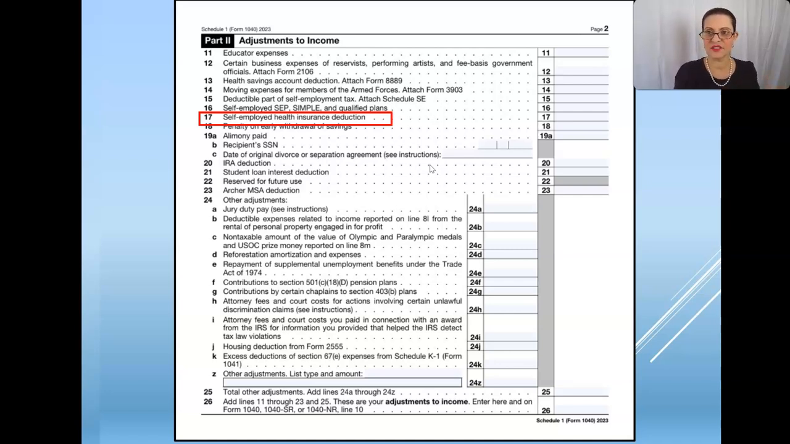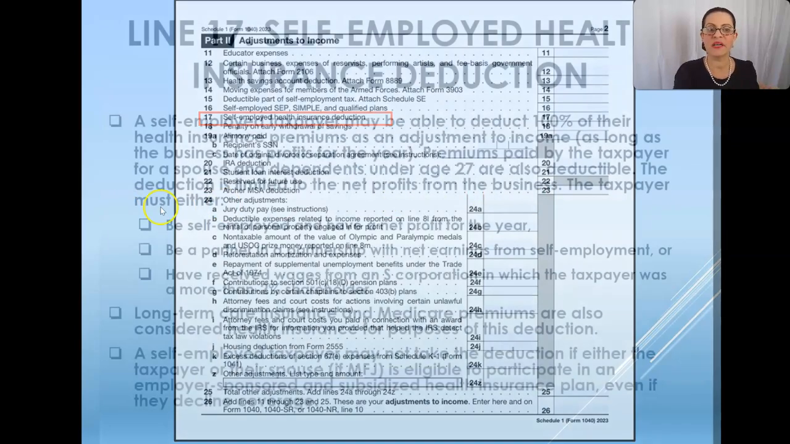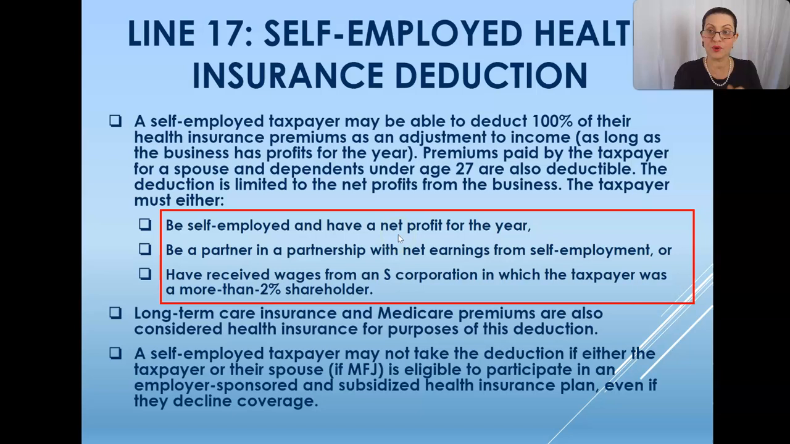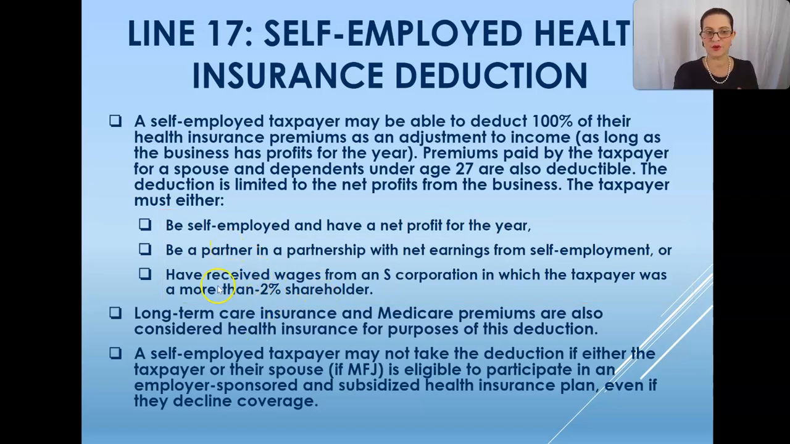In order to take this deduction on the Schedule 1, the taxpayer must either be self-employed and have a net profit for the year. They can't be showing losses on their Schedule C in order to take this deduction. They have to be self-employed and have a net profit for the year, or be a partner in a partnership with net earnings from self-employment, or have received wages from an S corporation in which the taxpayer was a more than 2% shareholder. And this third one on the list is a little bit weird, because if you're the owner of an S corporation and you're also an employee, you're not considered self-employed. You're an employee of that S corporation.